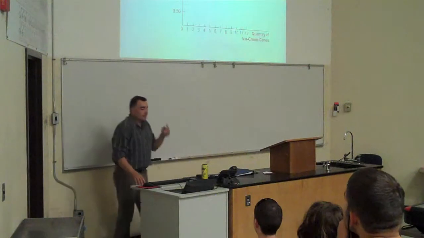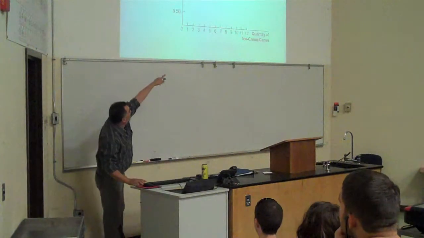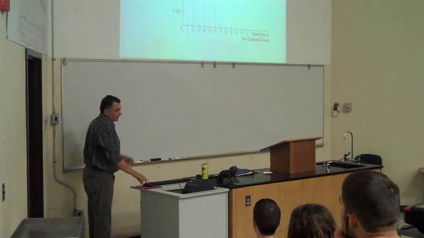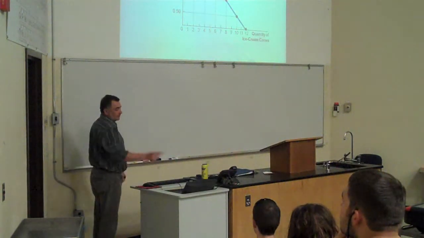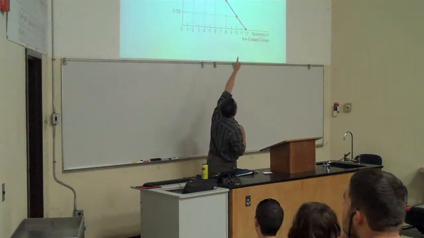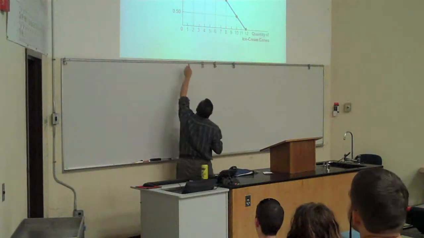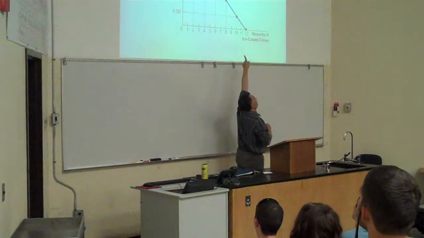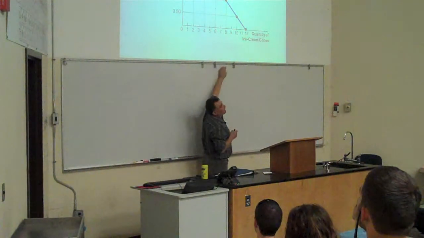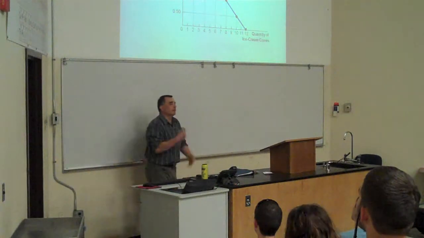So here's the demand schedule up there, and the demand curve is here. All you do is connect the dots. Each of those is a point on the XY axis. So it's 50 cents and 10, and there's the dot, right? And then it's $1 and 8, there's the dot. And then all you do is connect them up, and there you have it.